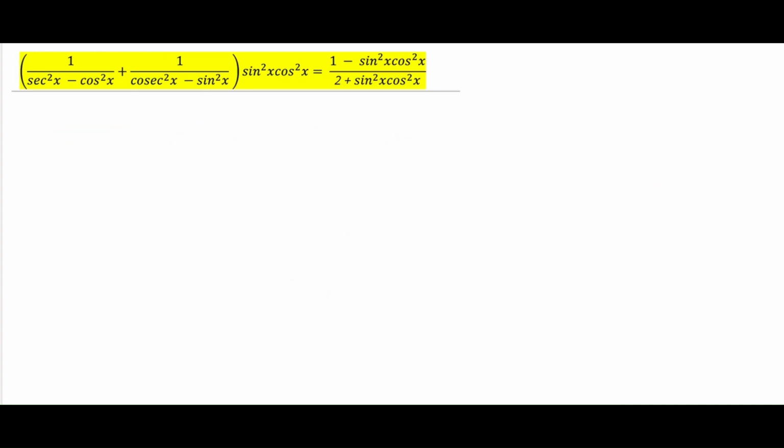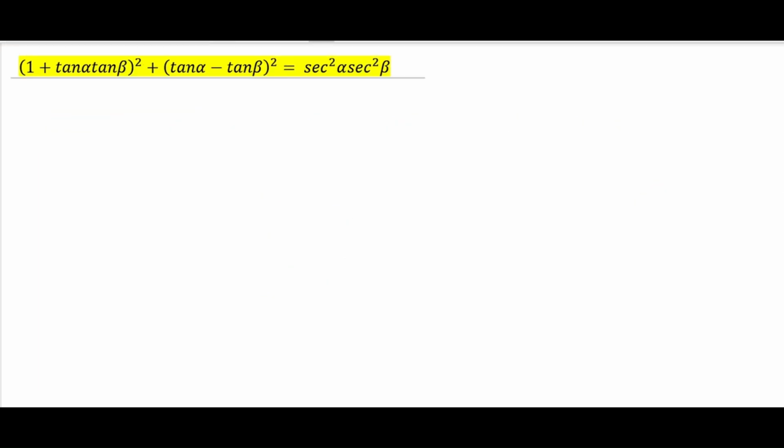Coming to the next question here, from the left hand side, this is like a plus b whole square, we will expand this, and a minus b whole square, we will try to expand both the things. Then it will become a square, that is 1, b square means tan square alpha, tan square beta, plus 2ab, that is 2 tan alpha tan beta. Now from this, it is a minus b whole square, that is a square, tan square alpha, b square means tan square beta, minus 2ab, that is minus 2 tan alpha tan beta.